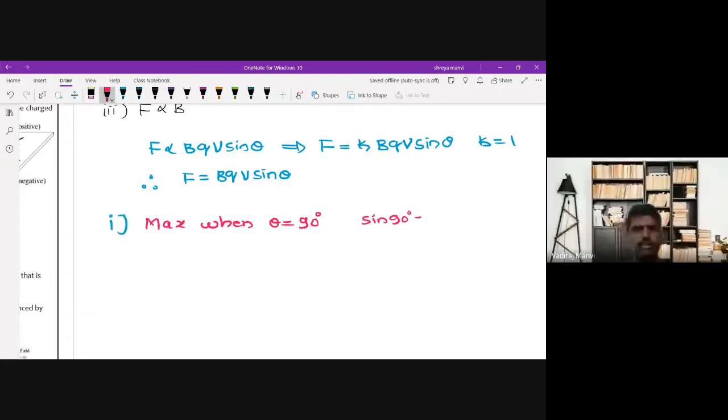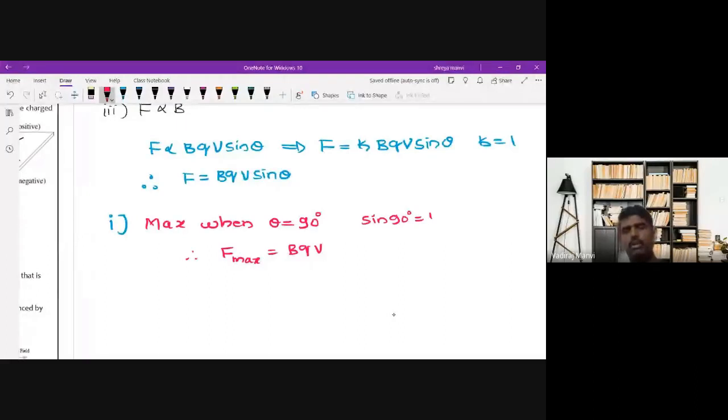Correct? Therefore, what happens? The force will be maximum. And remember, maximum force is given by BQV. For a given magnetic field, for a given charge, for a given velocity, force depends only on angle. When will it experience maximum force? When theta is 90. Theta 90 means what I'm supposed to write? When the charged particle moves perpendicular to the magnetic field.